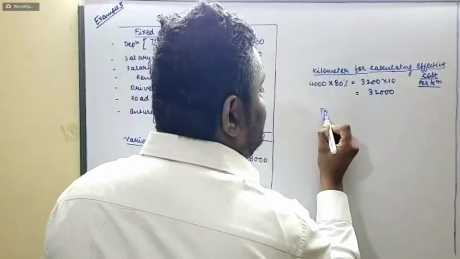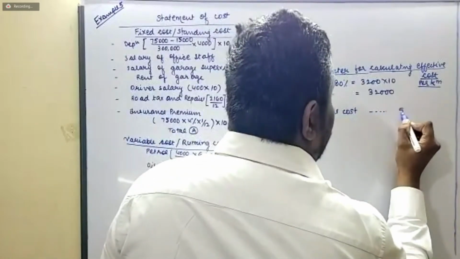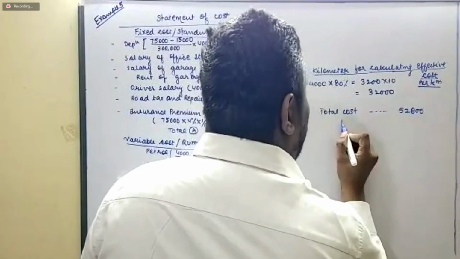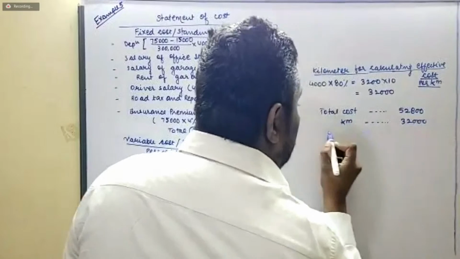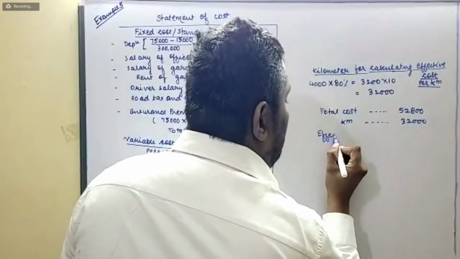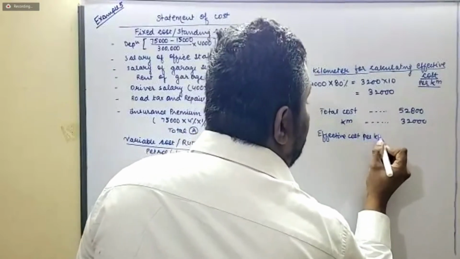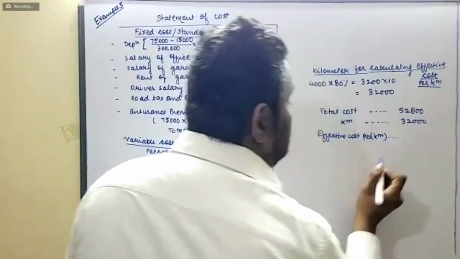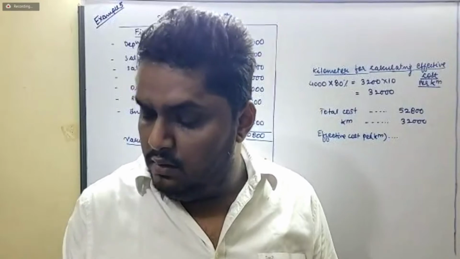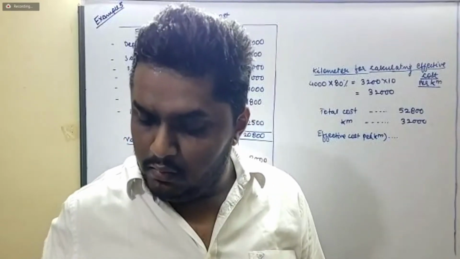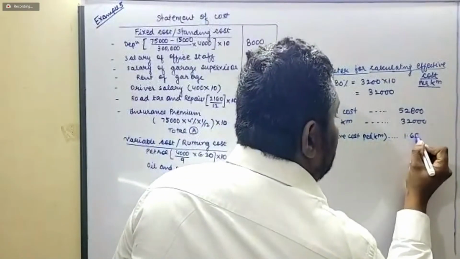Herein my total cost is 52,800. My kilometers are 32,000. So effective cost per kilometer is rupees 52,800 divided by 32,000, that is 1 rupee 65 paise.